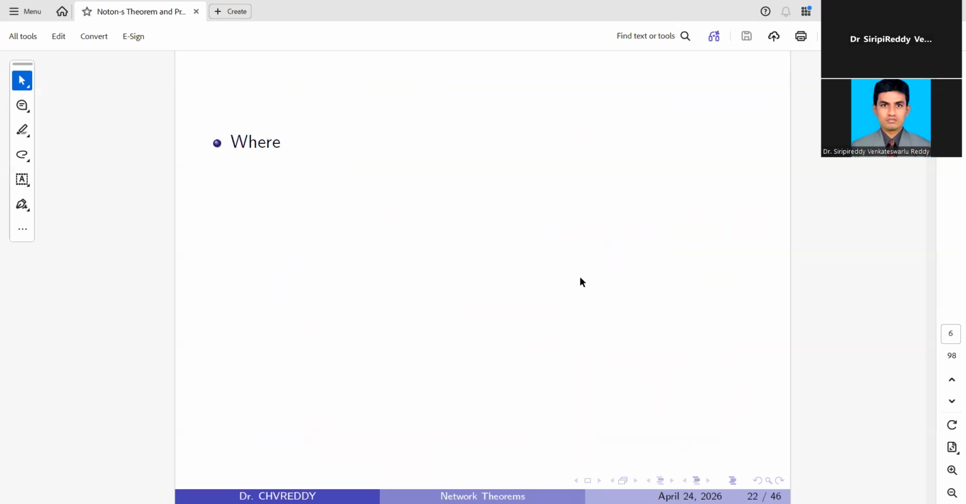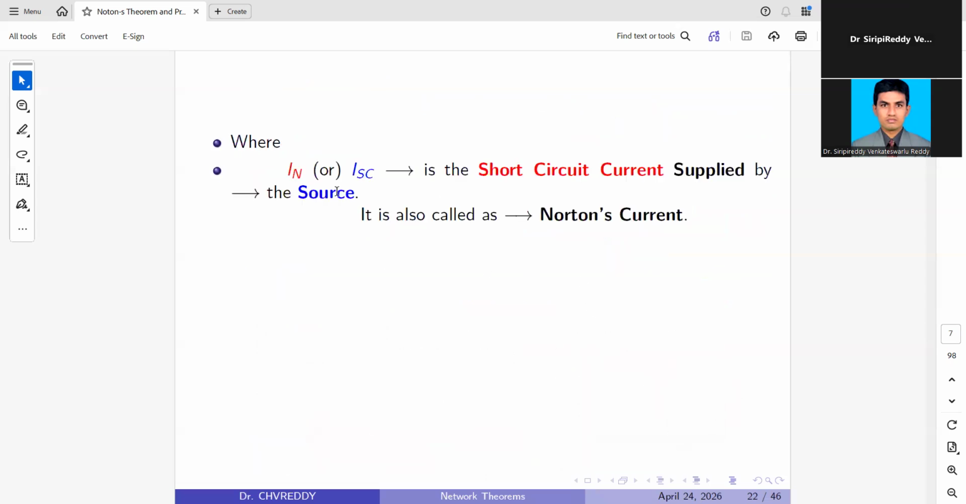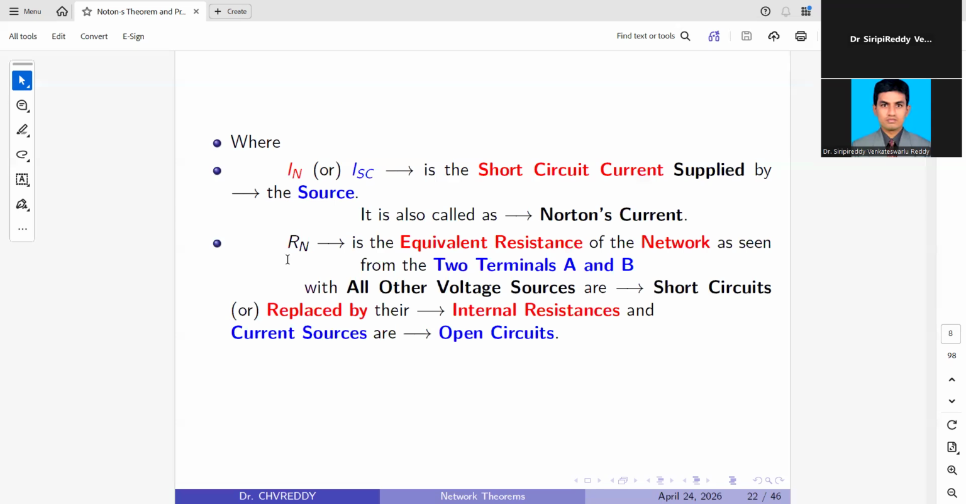Here IN or ISC is the short circuit current supplied by a source. This is also called the Norton's current. RN is the equivalent resistance of the network as seen from the two terminals A and B. It is also called Norton's resistance.